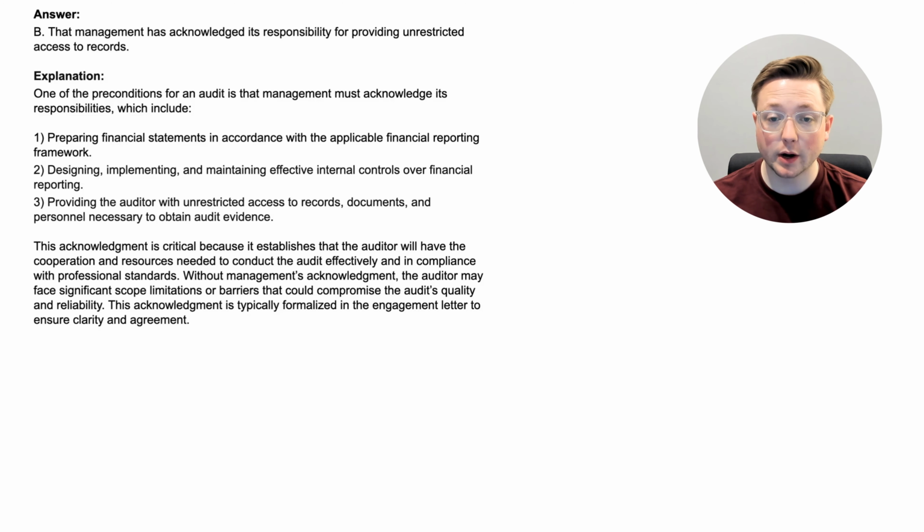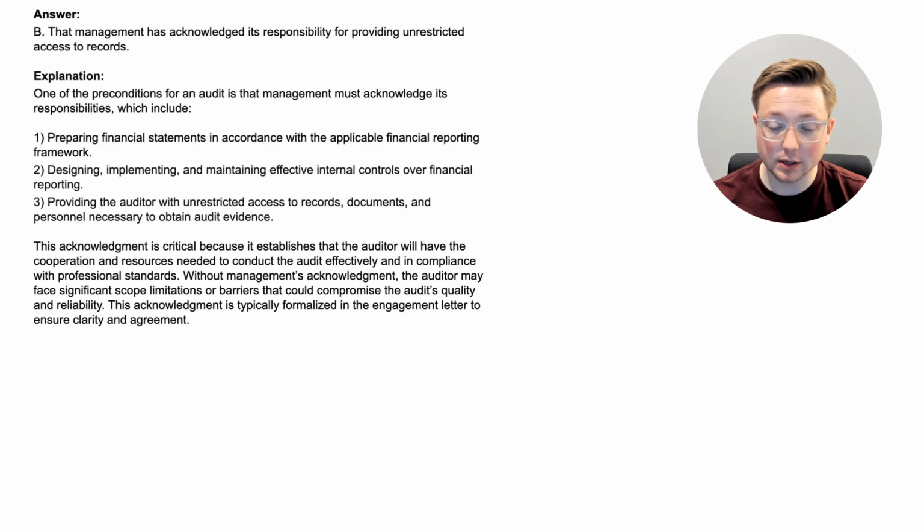One of the preconditions for an audit is that management must acknowledge its responsibilities, which include, and this isn't in any particular order, this was just so that I could easily show you the different ones: 1, preparing financial statements in accordance with the applicable financial reporting framework. 2, designing, implementing, and maintaining effective internal controls over financial reporting. And 3, providing the auditor with unrestricted access to records, documents, and personnel necessary to obtain audit evidence. So again, these are management's responsibilities that they have to acknowledge before the auditor is going to accept the engagement.